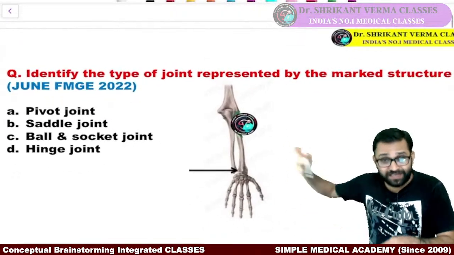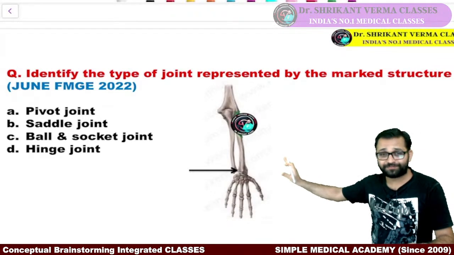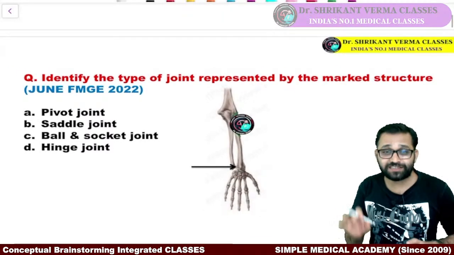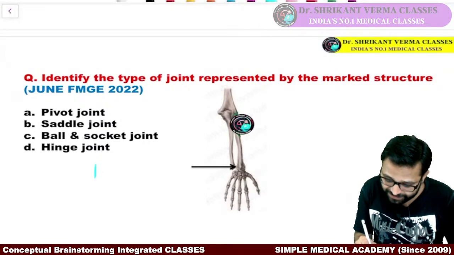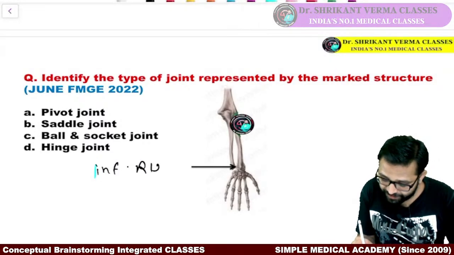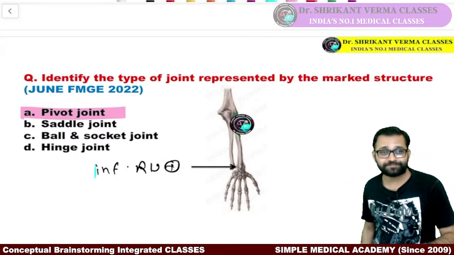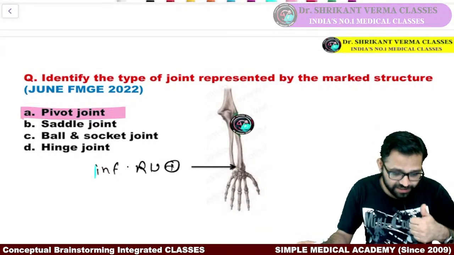Yes, the images may not be exactly the same, but this will give the clear-cut concept. As we discussed, this is our inferior radioulnar joint, and I told you this inferior radioulnar joint is a pivot joint. Everybody getting the point?